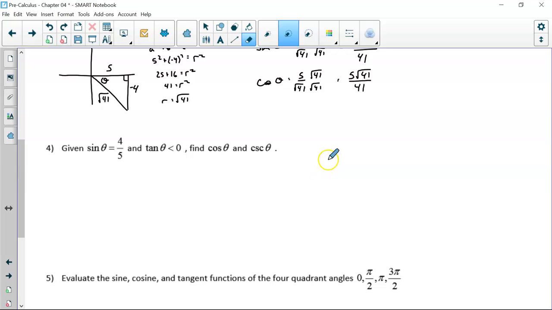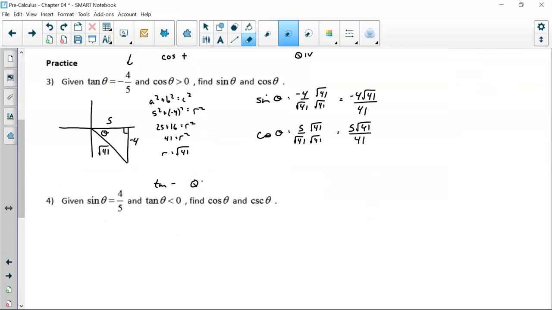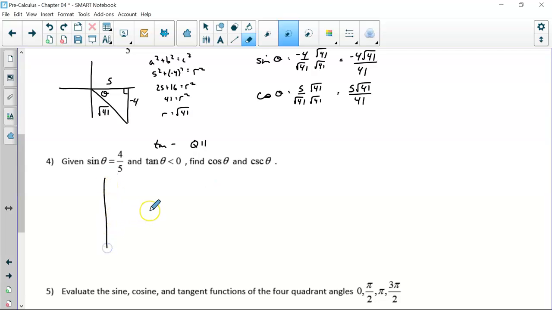Number 4, sine is positive, and now tangent is less than 0, so our tangent is negative. The only quadrant where the sine is positive and the tangent is negative is quadrant 2. So when I draw my triangle, I'm drawing my triangle in quadrant 2. In quadrant 2, our triangle looks like this. Theta is going to be down here at the bottom. Here's my right triangle. Sine is opposite over hypotenuse. So opposite 4, hypotenuse of 5.